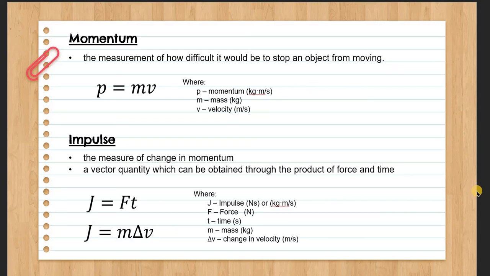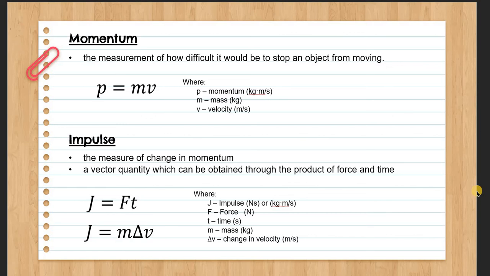So there is a direct relationship, which means the greater the mass, the greater the momentum, therefore the more difficult it would be to stop the object. Same thing with velocity. The greater the velocity, or we can say that the faster the object is moving, the greater the momentum. Therefore, the more difficult it would be to stop the object.